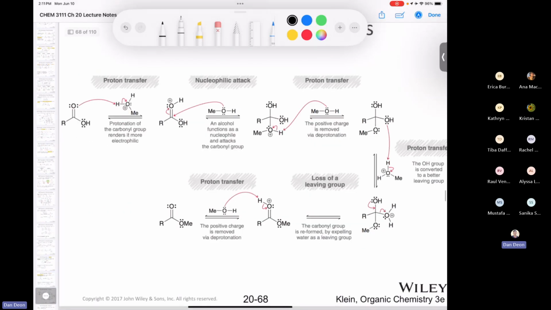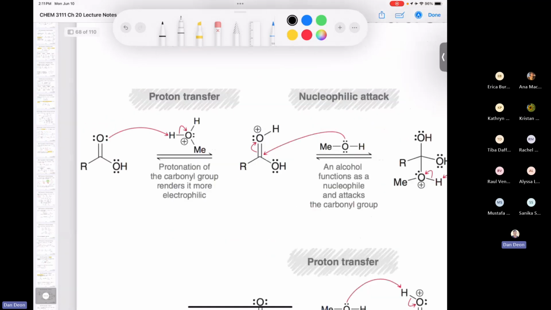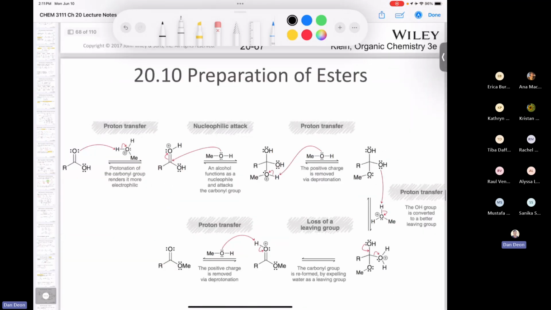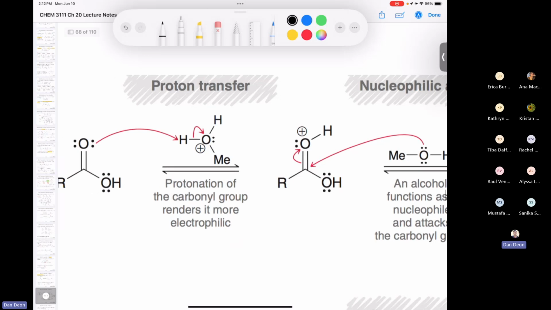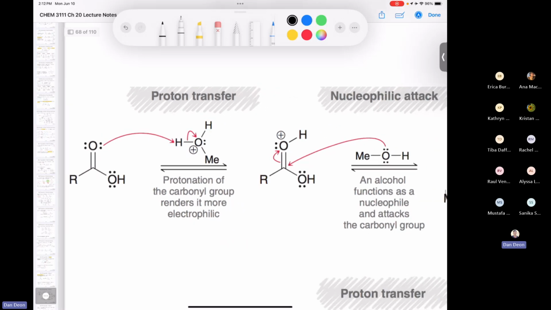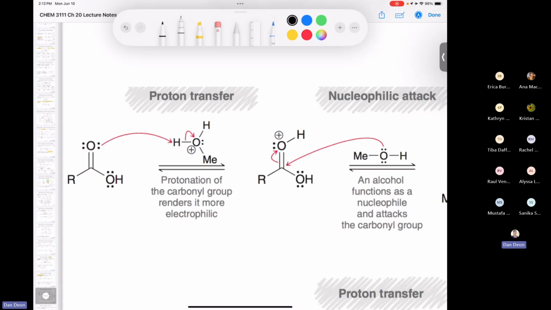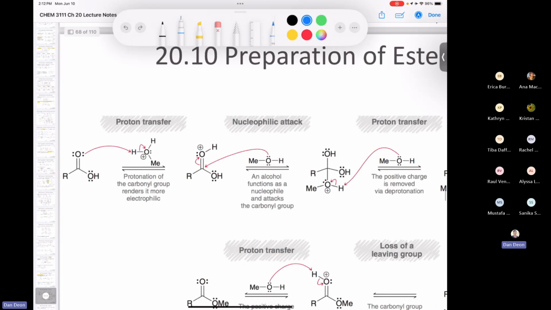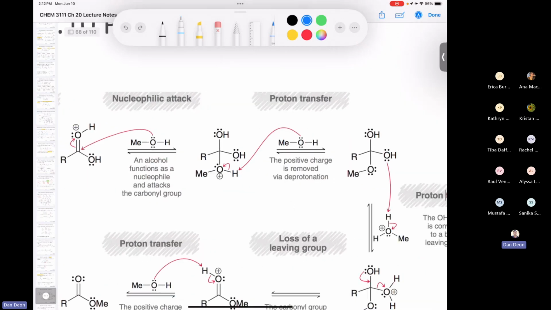So take a look at the mechanism here. Let's go through it step by step. You can see there's a lot of proton transfers in here, but the first step is a proton transfer to render the carboxyl group more susceptible to nucleophilic attack. After we protonate it, we take this carbon from being mildly electrophilic to being extremely electrophilic. Once it's protonated, it can be attacked by our methanol, and we end up with this intermediate here.